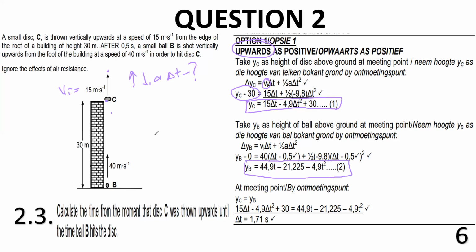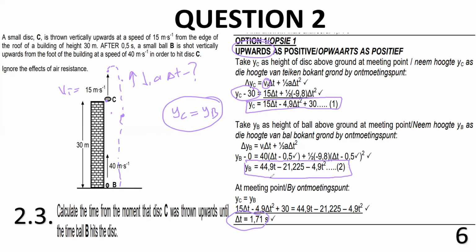So what we know: yc equals yb, because they said when they meet together, when they touch each other. So it means C is going up and coming to this position, and B is coming up to this position. Maybe they meet here, we don't know, but we know at this position they have the same position. So you just write the first equation and the second one, and set them equal. So you are getting the time, if you use that, 1.71 seconds. I hope it is clear.